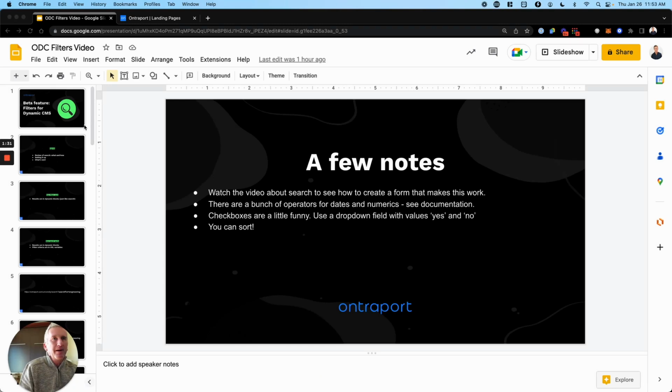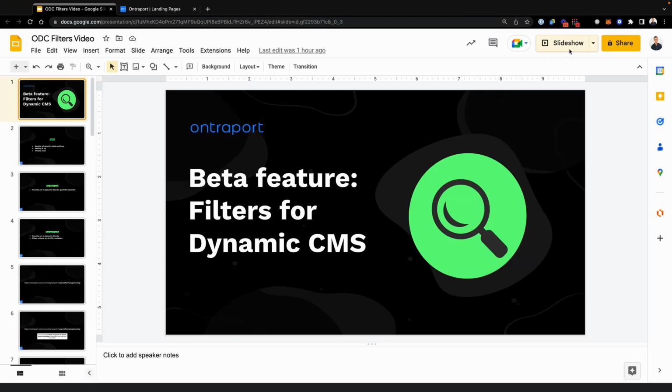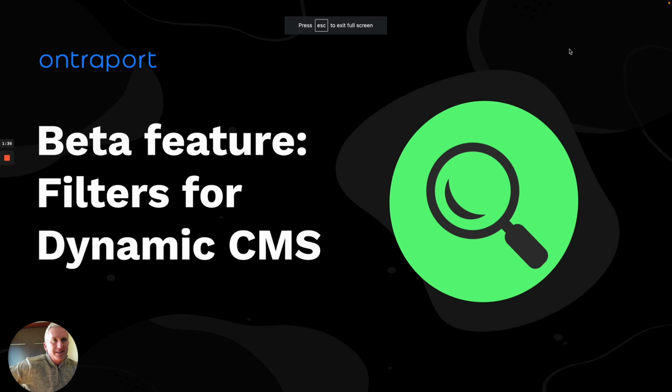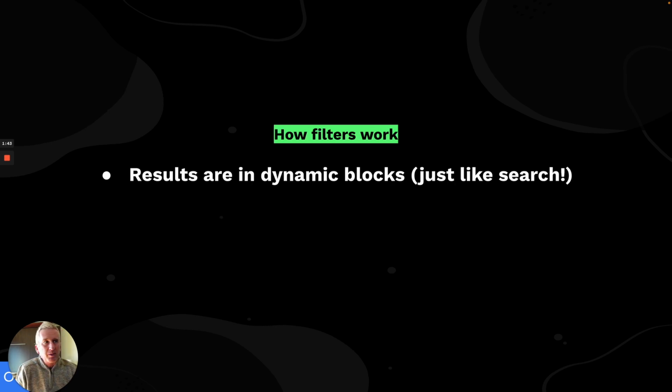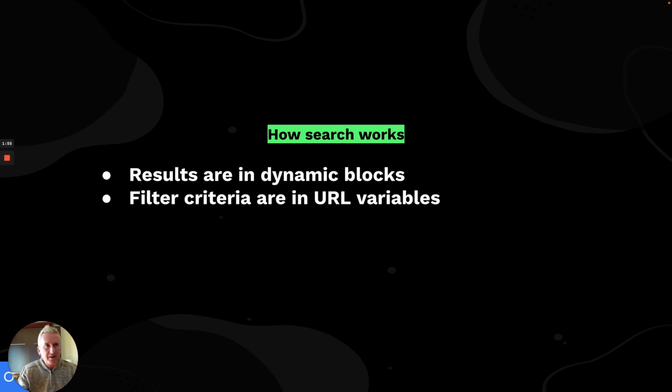Starting at the top. Here it is. I'm going to mostly do this in slides. So, filters for dynamic CMS. What we're going to do here is talk about what this is, how it works, set it up, and what's coming. So first of all, just like search, the results of your search are displayed in a dynamic block. Go back to the search video and watch how that is done. Just like search, the criteria are set up in URL variables. Again, for now. Later on, it's going to be really simple. You won't have to think about this stuff, but that's what we're doing now.